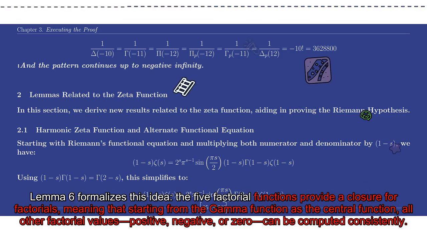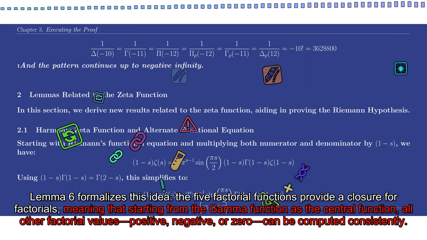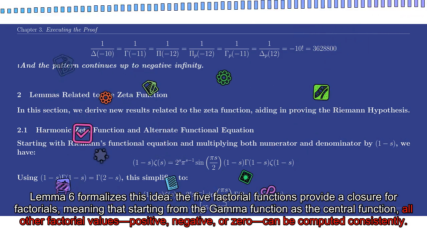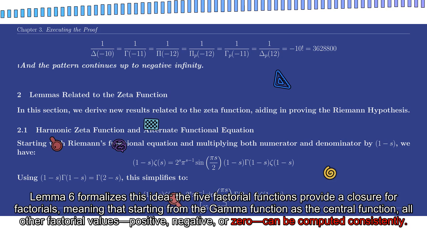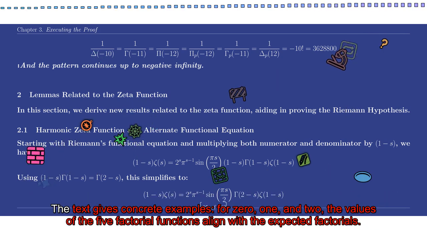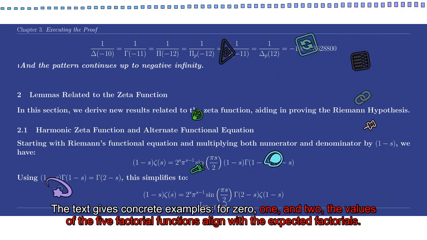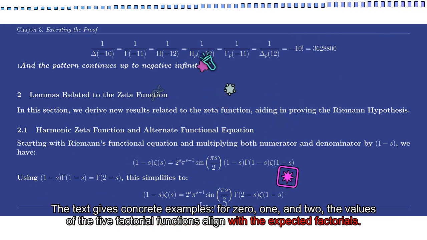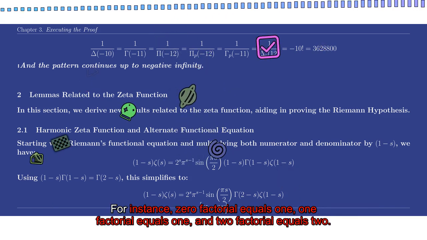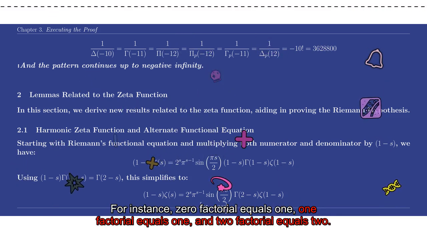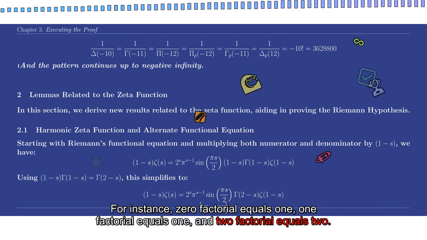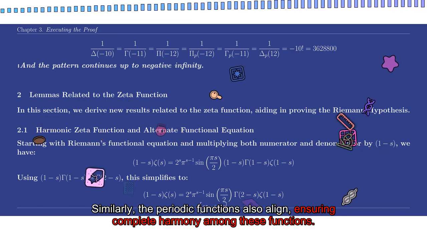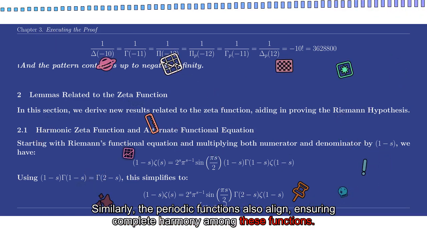The 5 factorial functions provide a closure for factorials, meaning that starting from the gamma function as the central function, all other factorial values, positive, negative, or 0, can be computed consistently. The text gives concrete examples. For 0, 1, and 2, the values of the 5 factorial functions align with the expected factorials. For instance, 0 factorial equals 1, 1 factorial equals 1, and 2 factorial equals 2. Similarly, the periodic functions also align, ensuring complete harmony among these functions.